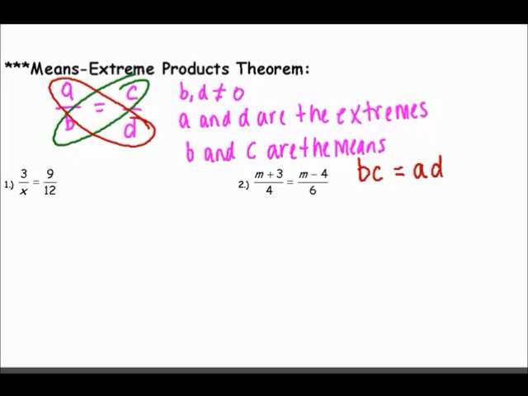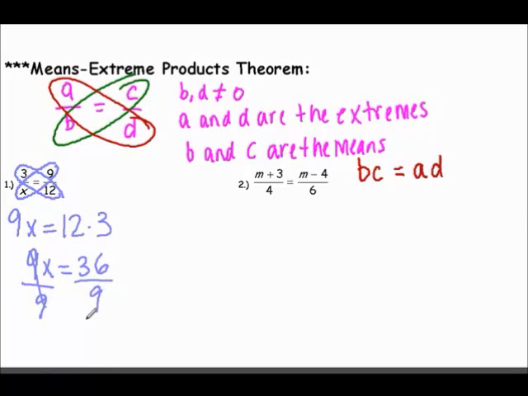Let's take a look. In example 1, we have that 3 over x is equal to 9 over 12. The product of the means is equal to the product of the extremes. So let's multiply on our diagonals. We get that 9 times x is equal to 12 times 3. Therefore, 9x equals 36. Dividing both sides by 9 gives us that x equals 4. I can go back and plug in 4 for x to check my work. You can do that on your own.